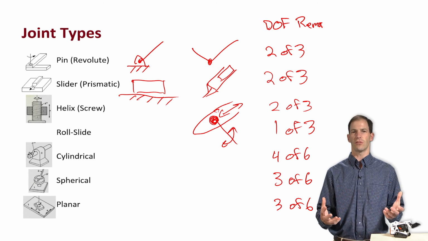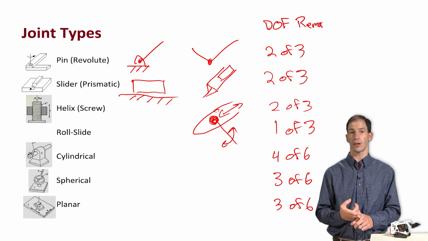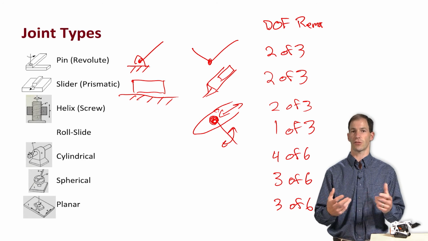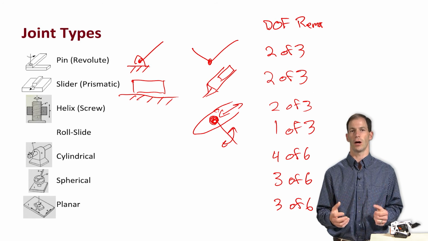So in summary, with this quick video lecture, we've talked about different link types, how we can put those together into a skeleton diagram, and then different types of joints. We're going to now build on this in the next video lecture and talk about the mobility of a mechanism.